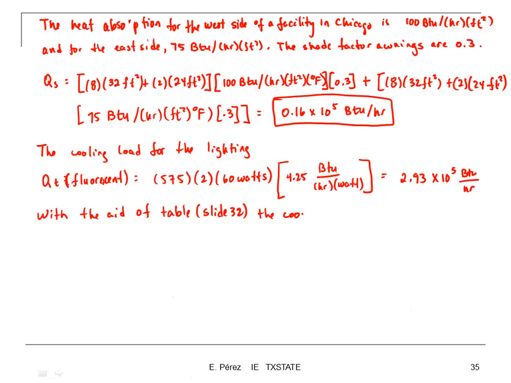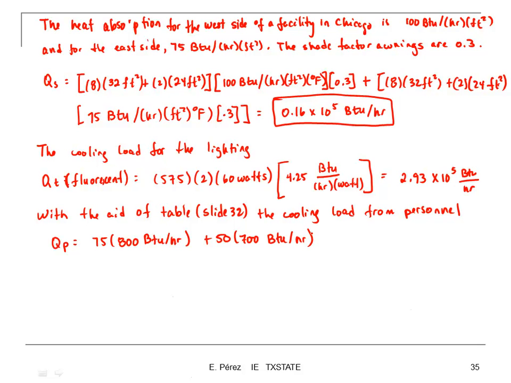The cooling load from personnel is QP, 75 men times 800 BTU per hour, plus 50 times 700 BTU per hour, and that is 0.95 times 10 to the 5th BTUs per hour.